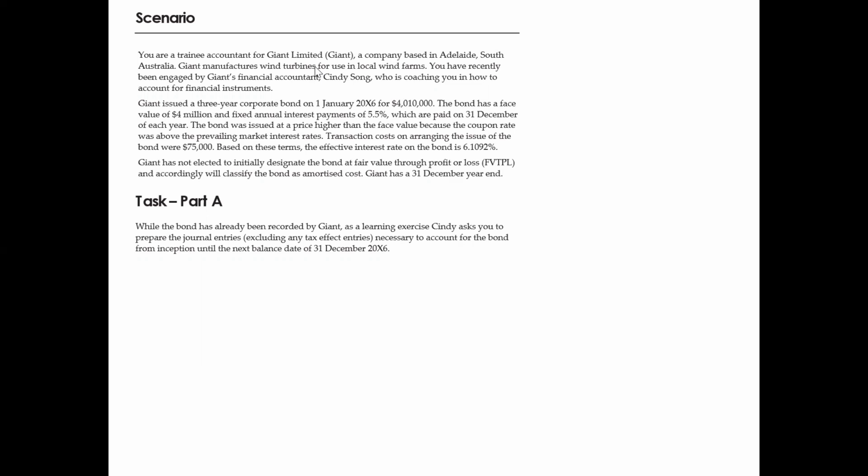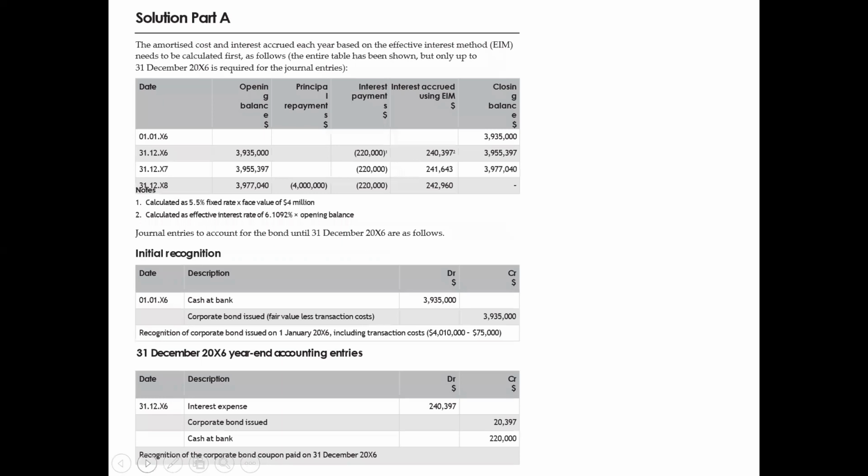6.1092%. Now it goes, Giant has not elected to classify the bond at fair value through P&L and will classify the bond at amortized cost. Okay, so the task here is how do we determine the journal entries for amortized cost? First things first, we need to understand how much we issued the bond for. So how much did we issue the bond for?